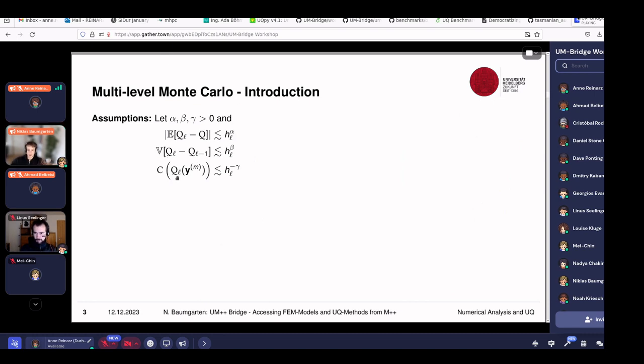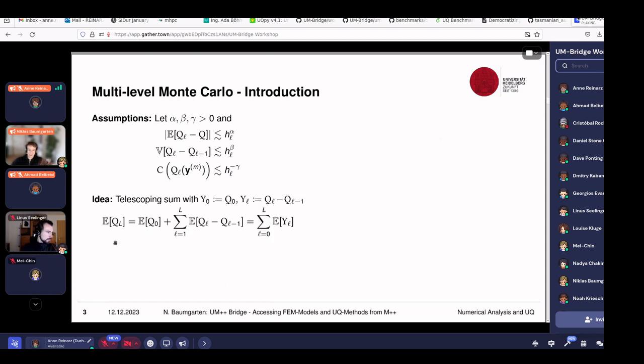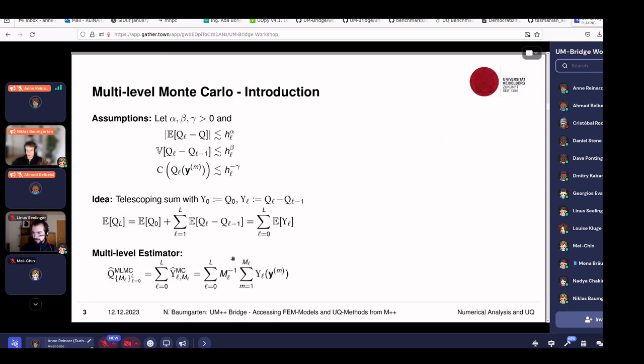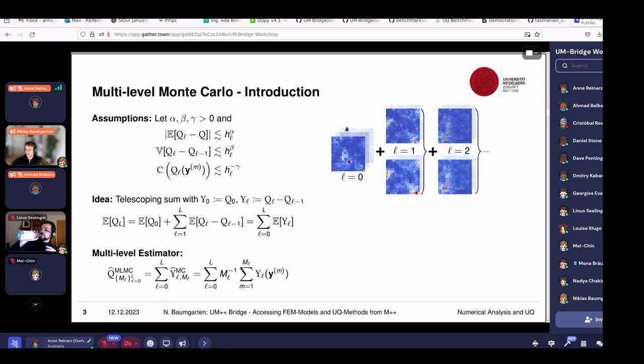There are some assumptions which are usually true if you use finite element methods, at least for this method. And then the idea is to expand this expectation value here with a telescoping sum and estimate each of these expected values with its own Monte Carlo method. So you have this multi-level estimator, and to give you a graphical interpretation of that, you sum up solutions on the lowest level, and then you sum up solutions of this level difference here. That's this Y, and this is the joint of all these simulations. Joining all these simulations gives you the multi-level estimator.